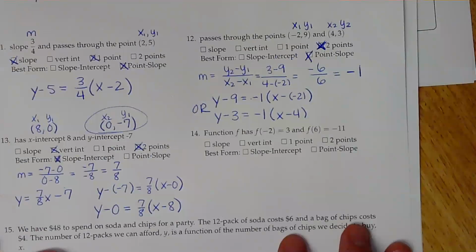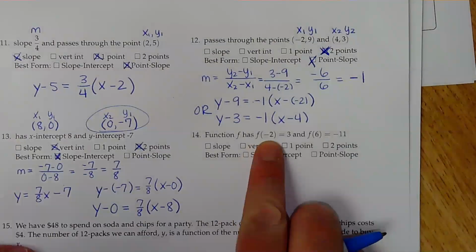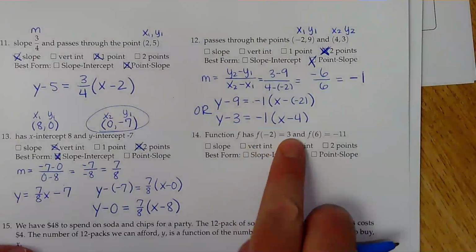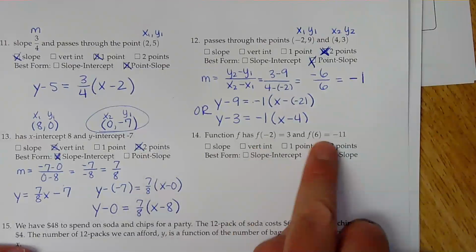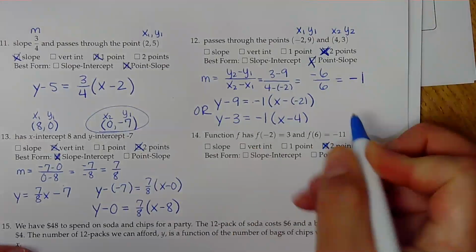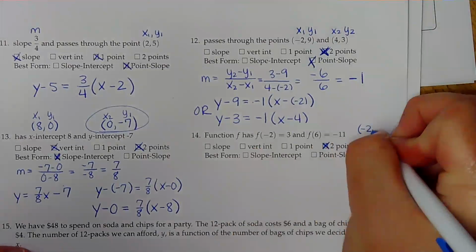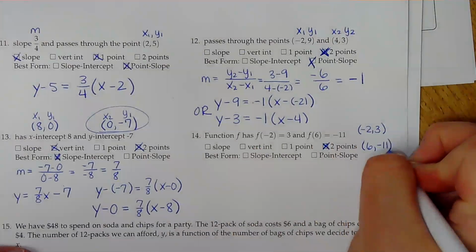Right, and then number 14. So number 14 looks a little bit different. It says f of -2 equals 3. So this number here is the x value, and this is the y value, and then we have another set of those. So we have 2 points here. My first point would be -2, 3. My second point would be 6, -11.